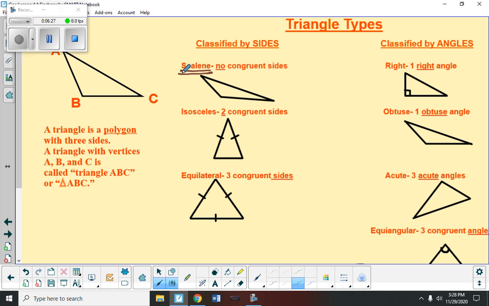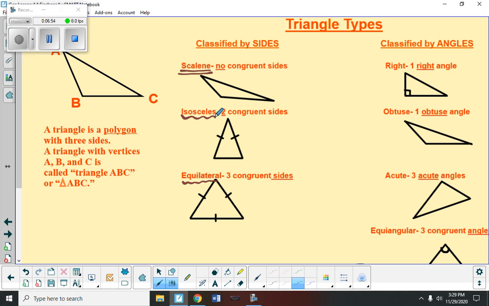So some books say exactly 2, but it doesn't have to be exactly 2, I guess. So 2 congruent sides. That's isosceles, 2 congruent sides. And if all of the sides are congruent, it is called equilateral. So we have isosceles if 2 sides are congruent, and equilateral if 3 sides are congruent.